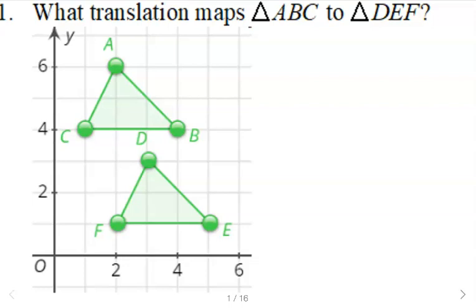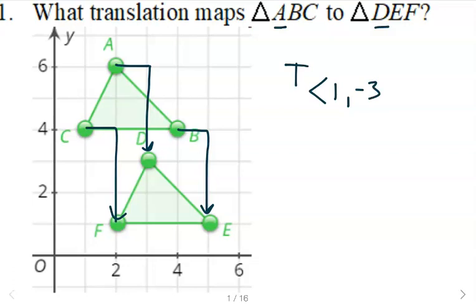All right, trying to figure out what translation maps triangle ABC to triangle DEF. So if we map A to D, we have to go to the right one, down 3. In fact, that same translation works for all of them. So that's a translation to the right one, down 3. Translation along the vector 1, -3.